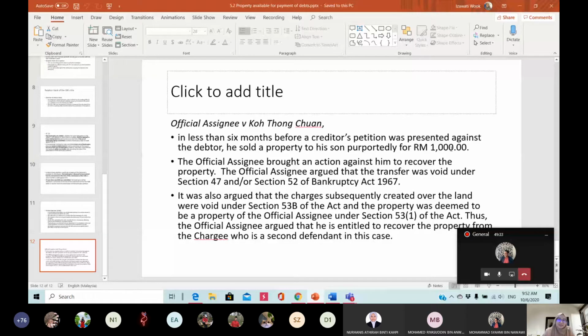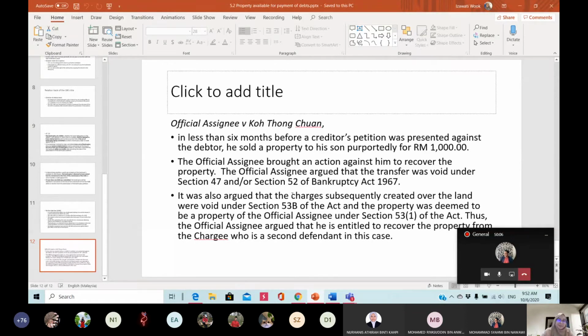So the official assignee brought an action against him to recover the property. The official assignee argued, the son tu, anak tu tadi, that the transfer was void under Section 47 and or Section 52 of the Bankruptcy Act 1967. Sekarang kita bercakap tentang Section 47 lah. It was also argued that the charges subsequently created over the land were void under Section 53 of the Act.